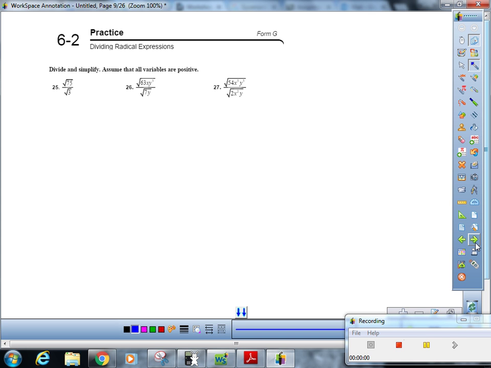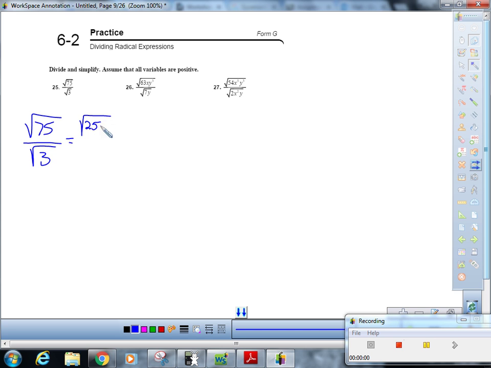The square root of 75 can be written as, I'll rewrite this here. Well, again, we want to look for perfect squares to take it out of that. So we could write that as the square root of 25 times 3. But the square root of 25 is just 5. So it's 5 radical 3 over radical 3. That gives you 1, and so the answer is 5, okay?